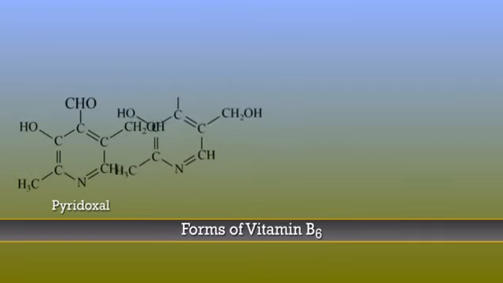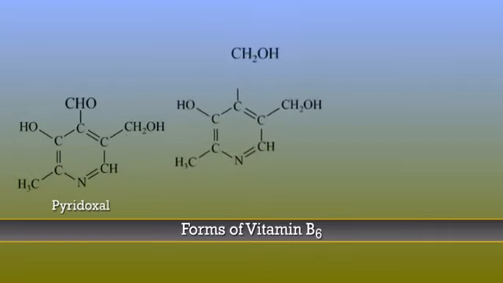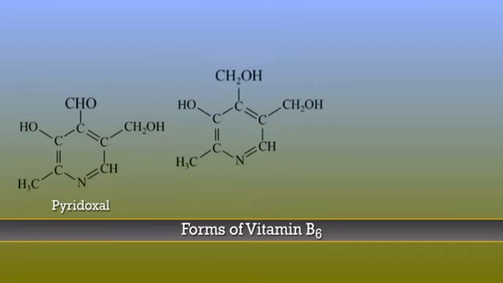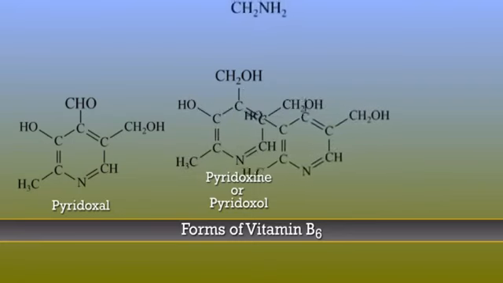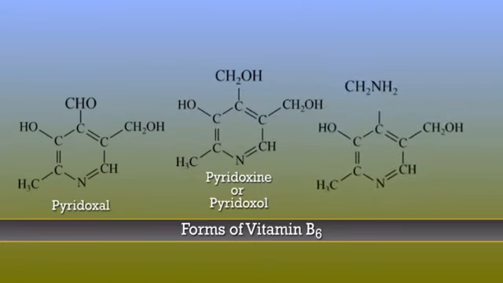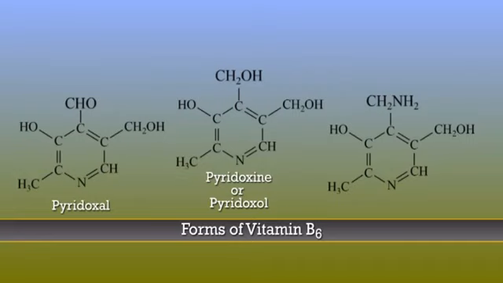The hydroxymethyl derivative, that is 3-hydroxy-4,5-bis hydroxymethyl 2-methylpyridine, is called pyridoxine or pyridoxol, and the aminomethyl derivative, that is 4-aminomethyl 3-hydroxy-4-hydroxymethyl 2-methylpyridine, is called pyridoxamine.